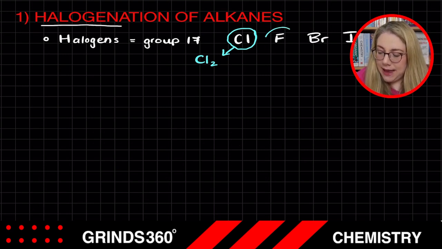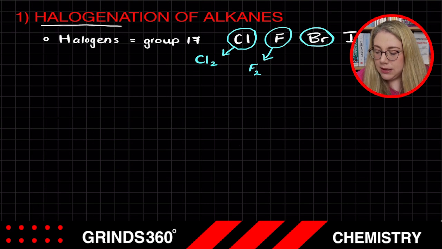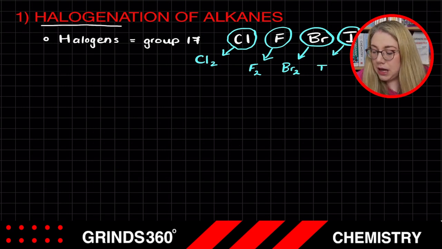If you were dealing with fluorine, or you're putting fluorine onto an alkane, your second reagent would be F2. If it was bromine that you're putting onto the alkane, well then your second reagent would be Br2. If you're putting iodine, it's unlikely that you will be asked that, it would be I2.